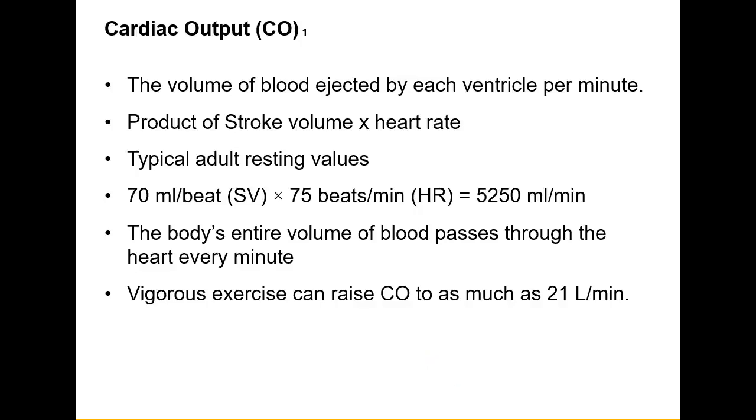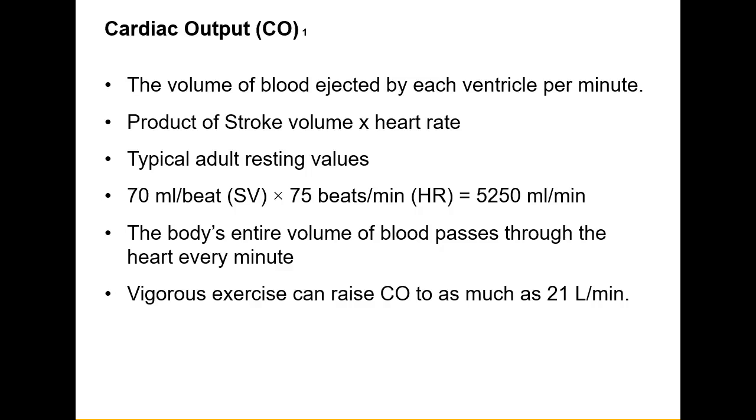Now let's take a look at cardiac output. So this is the amount of blood, or the volume of blood, that is ejected by each ventricle of the heart per minute. The way that you can calculate a person's cardiac output is you can take their stroke volume, which is the amount of blood that gets pushed out of the heart with every pump, so with every contraction, and you can multiply that times their heart rate.